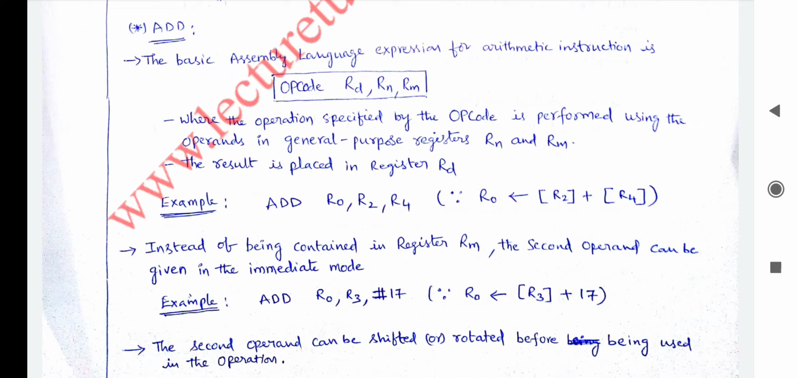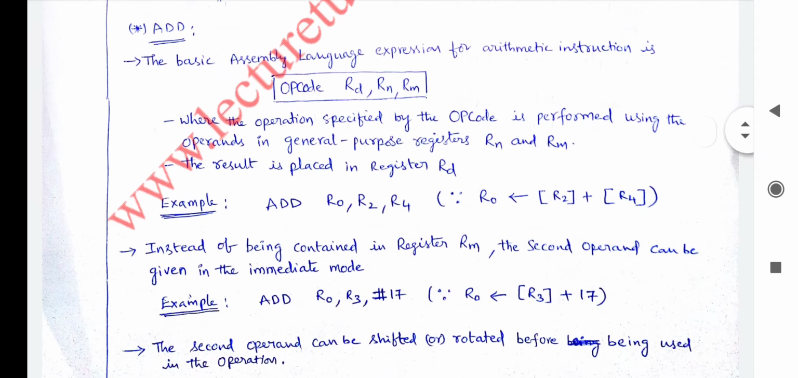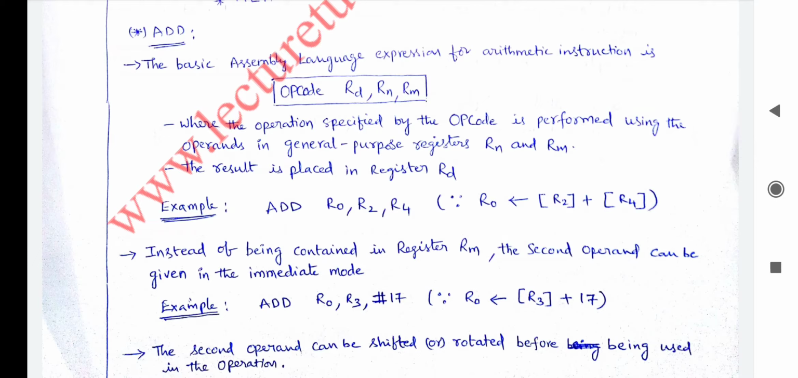Rd, that is destination, and Rn and Rm. I mean, we have three operands, one destination operand and two source operands. Rn and Rm are the source operands, Rd is the destination operand. Where the operation specified by the opcode is performed using operands in general purpose registers Rn and Rm, the result is placed in the register Rd.